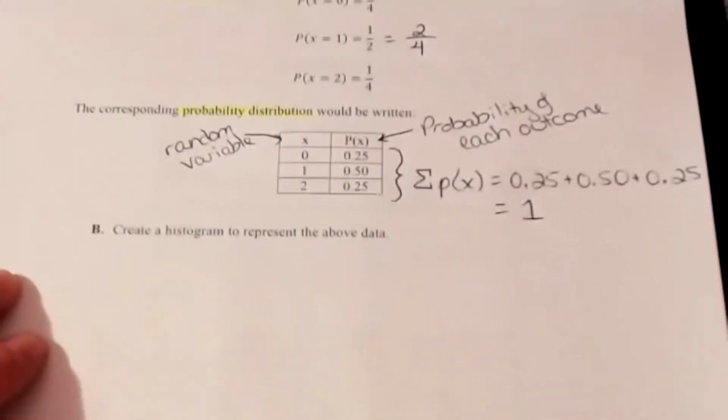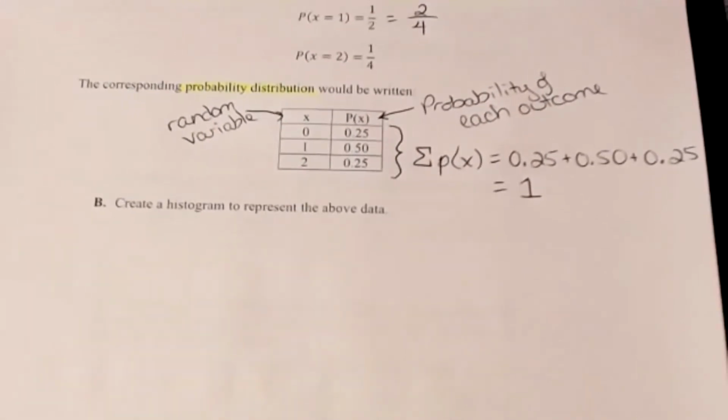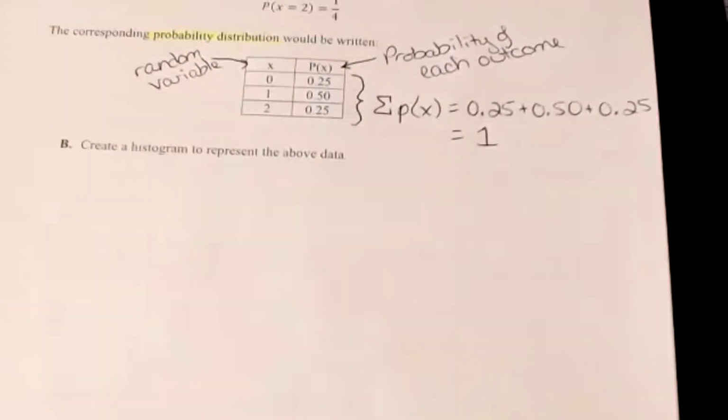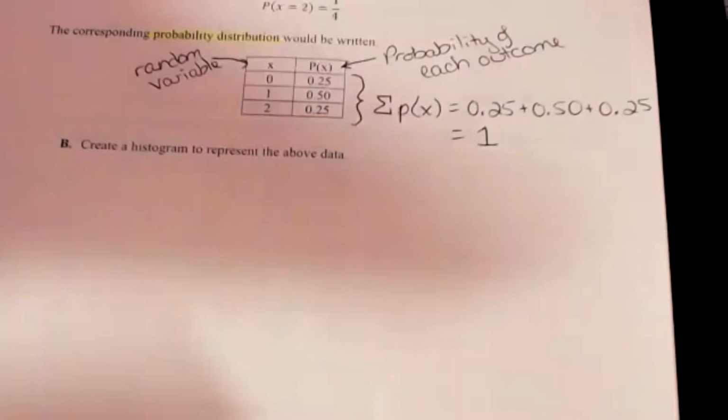Okay, we're going to take a moment to construct a histogram based on this probability distribution. So let's go ahead and draw our, let me find my straight edge. That would actually be really nice.